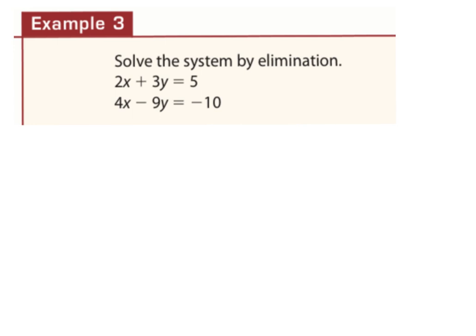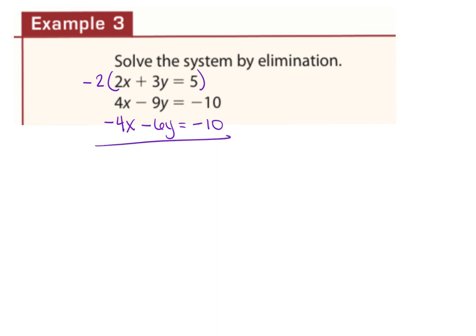And so if you want to eliminate the x, we would multiply by negative 2. So let's just do that one first and we'll see what it looks like. This means I am multiplying everything in that by negative 2. Okay, so negative 2 times 2x is going to give me a negative 4x. Negative 2 times positive 3y is going to give me a negative 6y. And negative 2 times positive 5 is going to give me a negative 10.